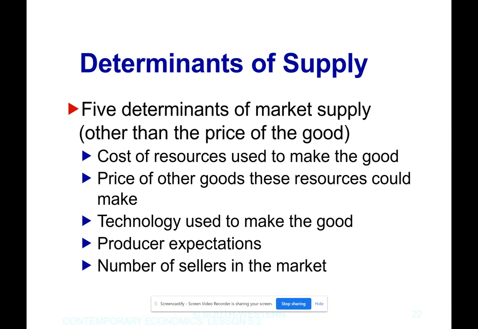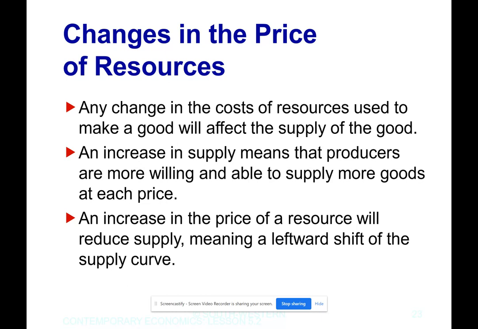5 determinants of market supply other than the price of the good include the cost of resources that are used to make it, the price of other goods that these resources could make, producer expectations, and the number of sellers in the market. When we look at changes in the price of resources, okay, any change in the cost of a resource used to make a good is going to affect the supply of the good, right? Let's say that you are the owner of a pizza shop and the price of cheese drops dramatically. You can still be making the same amount of pizzas at the same price and you're going to be making a better profit. Why? Because one of your ingredients' prices just got slashed, right?